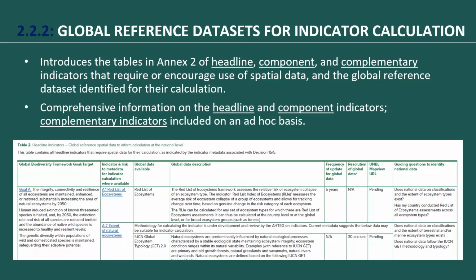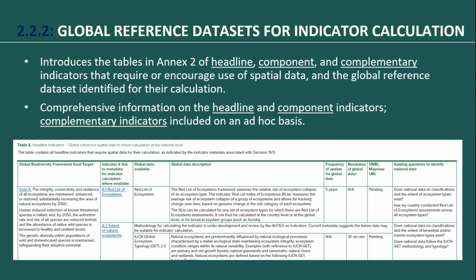I won't go into much detail about these data here, as we'll cover them in much more detail in the next presentation, but I do want to highlight a few things. So overall, our goal with these tables was to review and summarize the information available through Decision 15.5 and its metadata to provide parties with a standard to review their own national data against and to identify global data to fill gaps. To do this, first, we captured key information about each indicator and the data recommended to calculate it in the table.